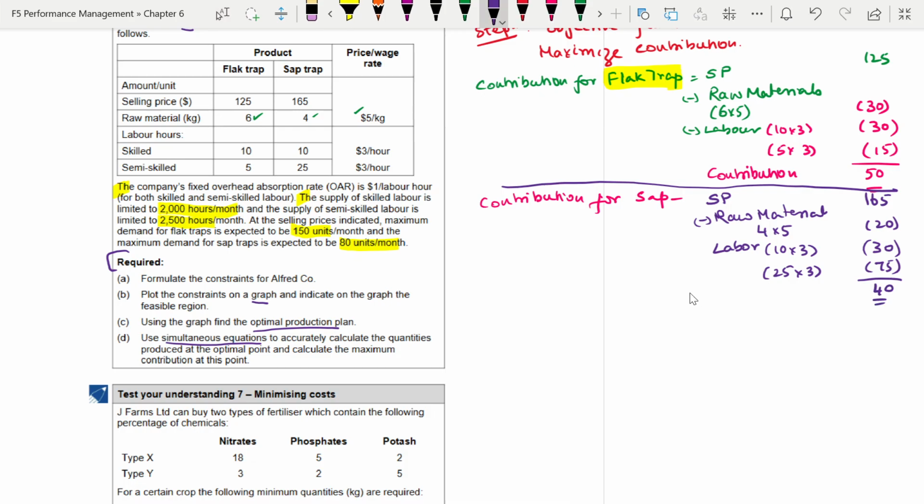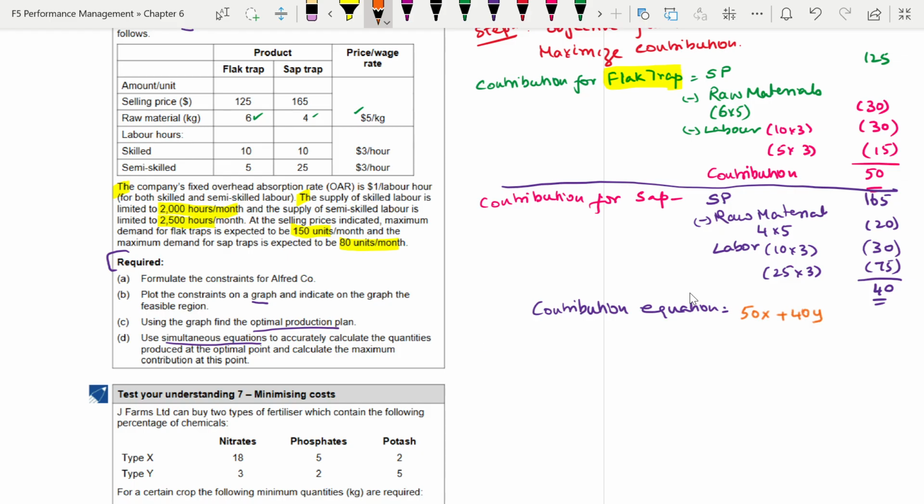Now, what is the contribution? Now you have to make a contribution equation, the objective. How much is the contribution equation? 50x plus 40y. Now this is the second step.